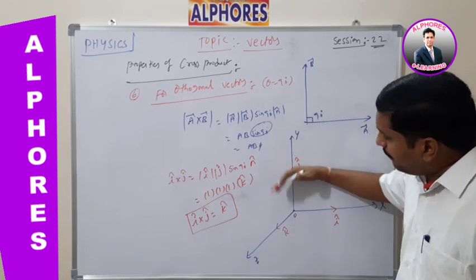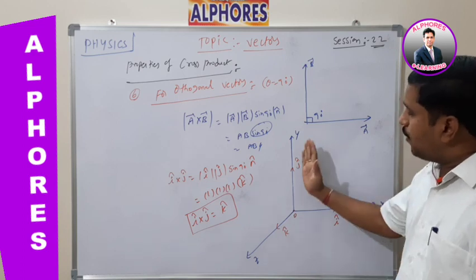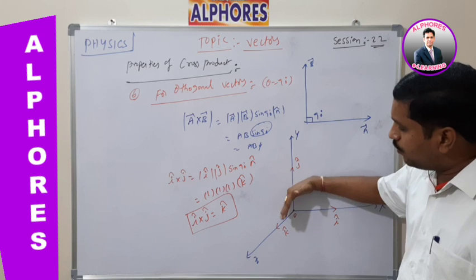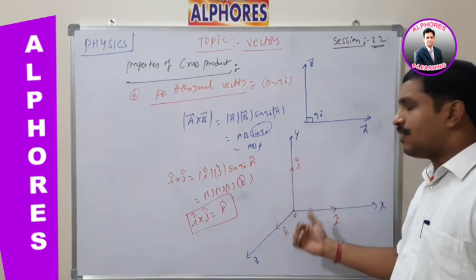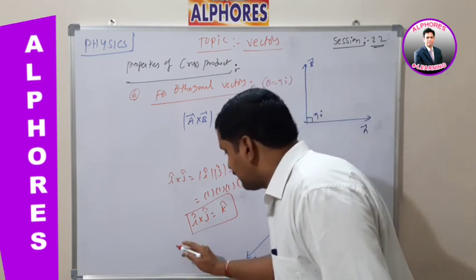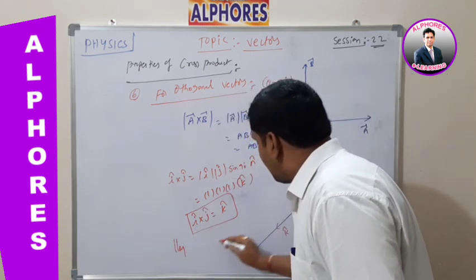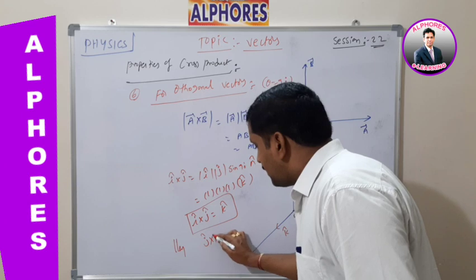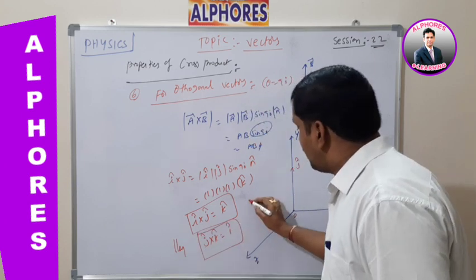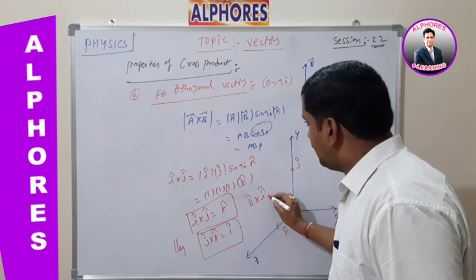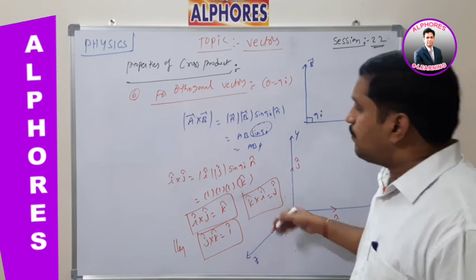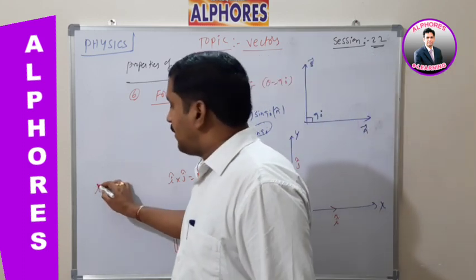Rotation of j cap towards k cap means the four fingers are placed along the y-axis and rotating towards the z-axis. What is the direction of the thumb? The remaining vector is along the x-axis. Similarly, what happens to this value here? j cap cross k cap is equal to the remaining vector, i cap. And what happens to k cap cross i cap is equal to how much? j cap.